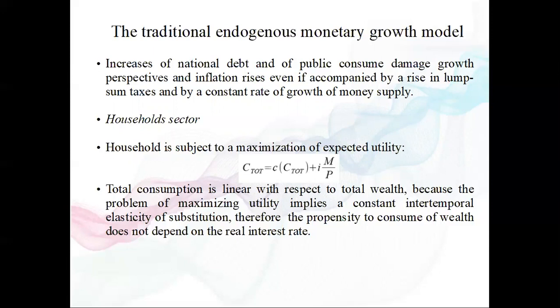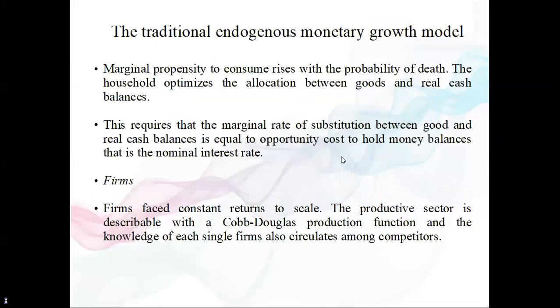First of all, we have households, subject to maximization to extract the utility that is described by this equation, in which total consumption is linear with respect to total wealth. And i, in this case, is the nominal interest rate, that is the opportunity cost to hold money, and M over P is the real cash balances. The marginal propensity to consume rises with the probability of death.